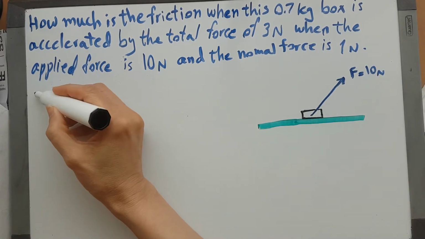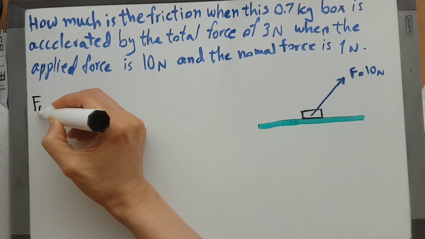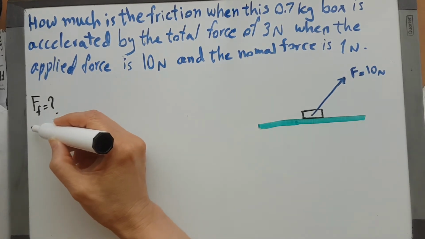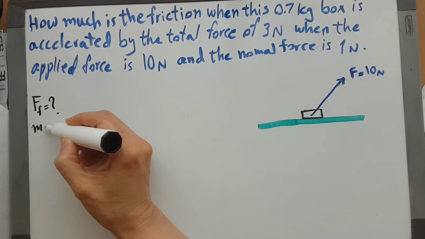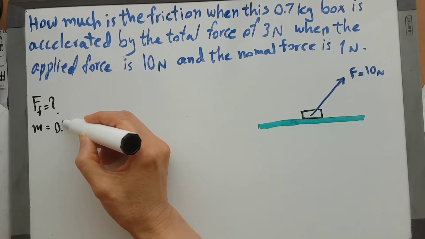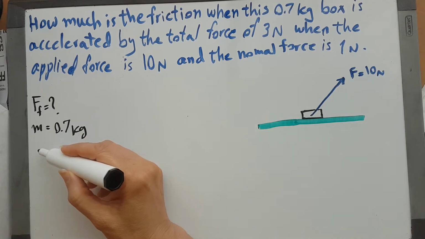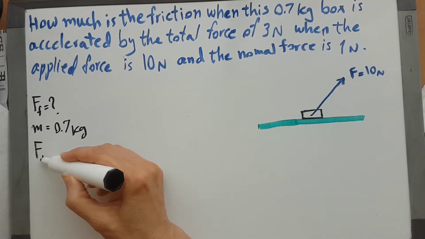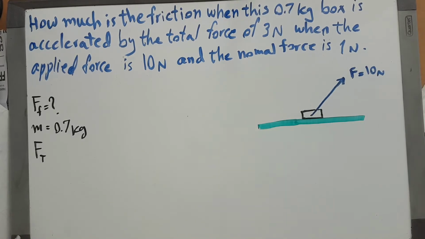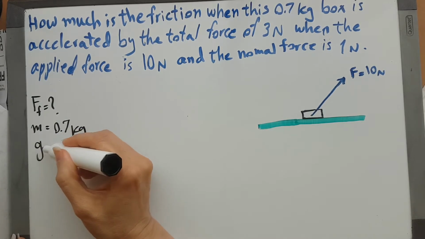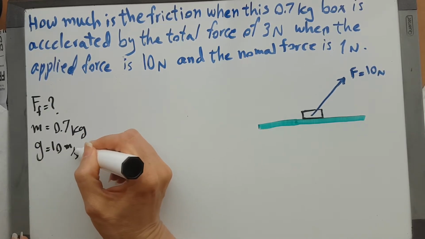The friction is asked for. They're asking for F of F, which is friction. They have given us the mass, which is 0.7. And the total force, the F total is actually, let me first write the g, because even though I know what it is, I write it down anyway. g equals 10 meters per second squared.